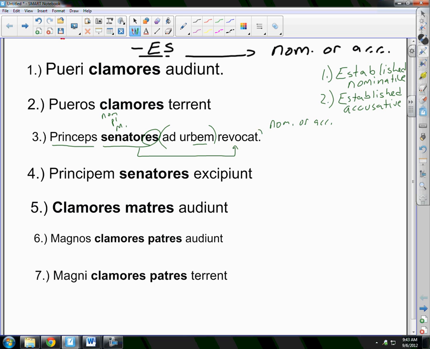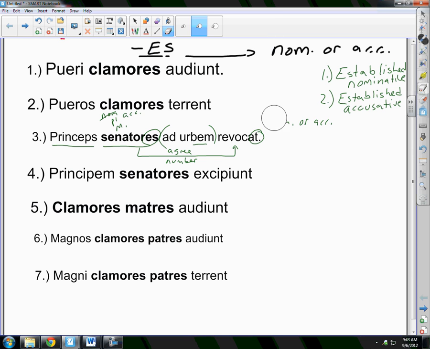Revocat is singular. It's not nt, it's just t. If the nominative and the verb have to agree in number, senatores does not agree with revocat in number. So I don't have a nominative here. I have an accusative. If it were nominative, it would have to agree in number with revocat, so I'd have revocant. In this case, I have revocat. So if it doesn't agree, it has to be accusative.